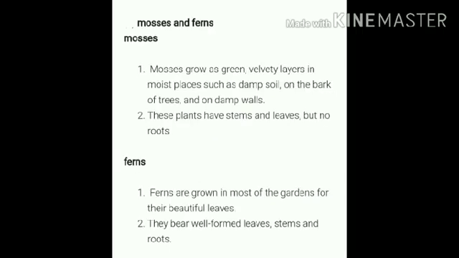Now, difference between mosses and ferns. Mosses grow as green velvety layers in moist places such as damp soil, on the bark of trees, and on damp walls, whereas ferns are grown in most of the gardens for their beautiful leaves. Second point, mosses have stems and leaves but no roots, whereas ferns bear well-formed leaves, stems, and roots.